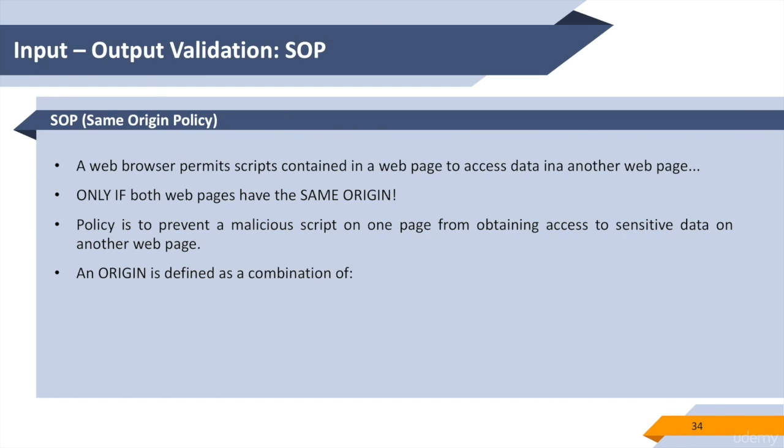One of them is same origin policy. A web browser permits scripts contained in a first web page to access data in a second web page, but only if both web pages have the same origin. This policy prevents a malicious script on one page from obtaining access to sensitive data on another web page through that web page's document object model. Thanks to this rule, website A cannot access the session ID of website B. An origin is the combination of protocol used for the communication, entire host name, and port.